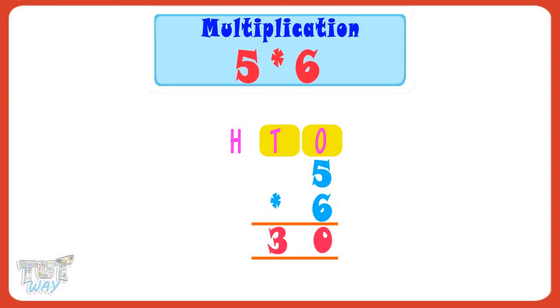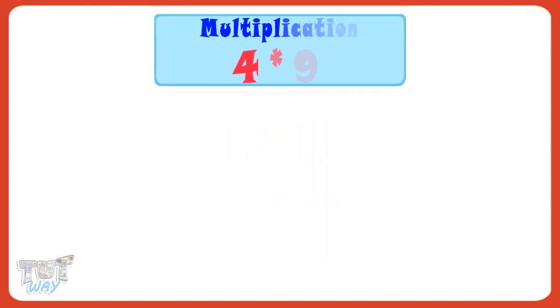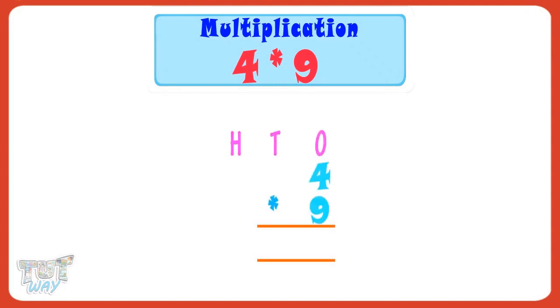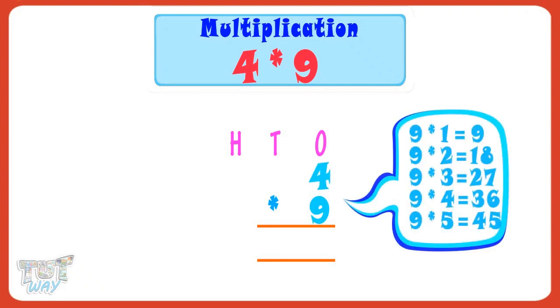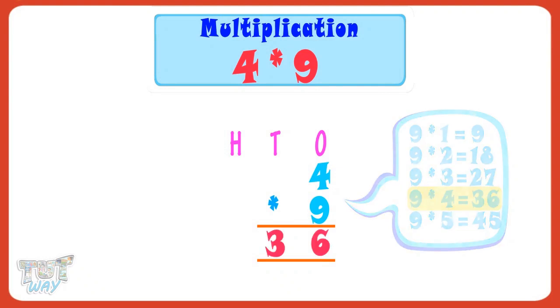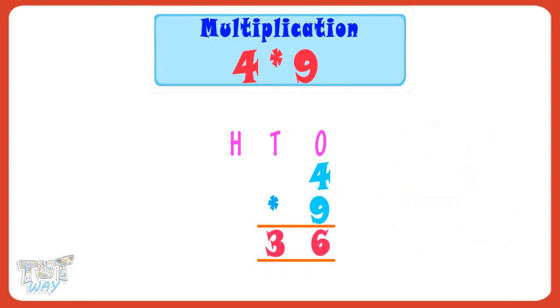Let's take another example. 4 multiplied by 9. We write it as now. What is 4 multiplied by 9? It is 36. So write 36 in the answer. 36 is our answer.